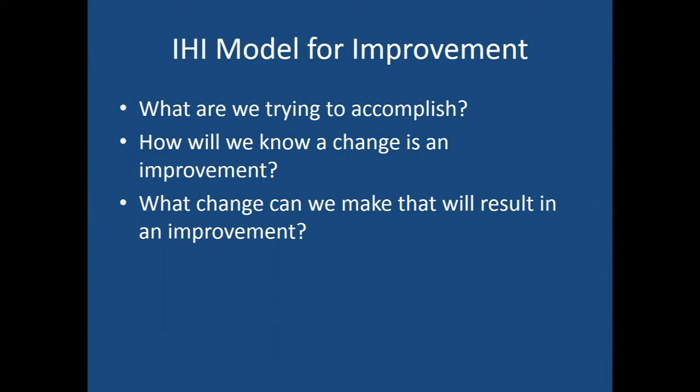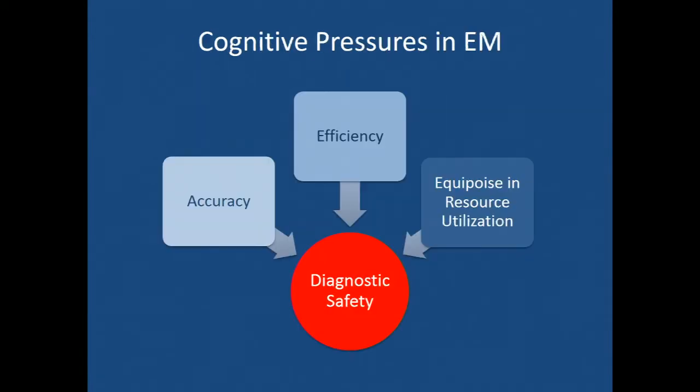And so we sort of took the IHI model for improvement and said, let's really refine what are we trying to accomplish with this with respect to diagnostic error? How are we going to know a change if we see one as an improvement? And what can we do? What levers can we push once we figure out some of the patterns to result in an improvement? And so I think it's really important to recognize when talking about diagnostic error that maybe even that is the wrong term and maybe the wrong focus.